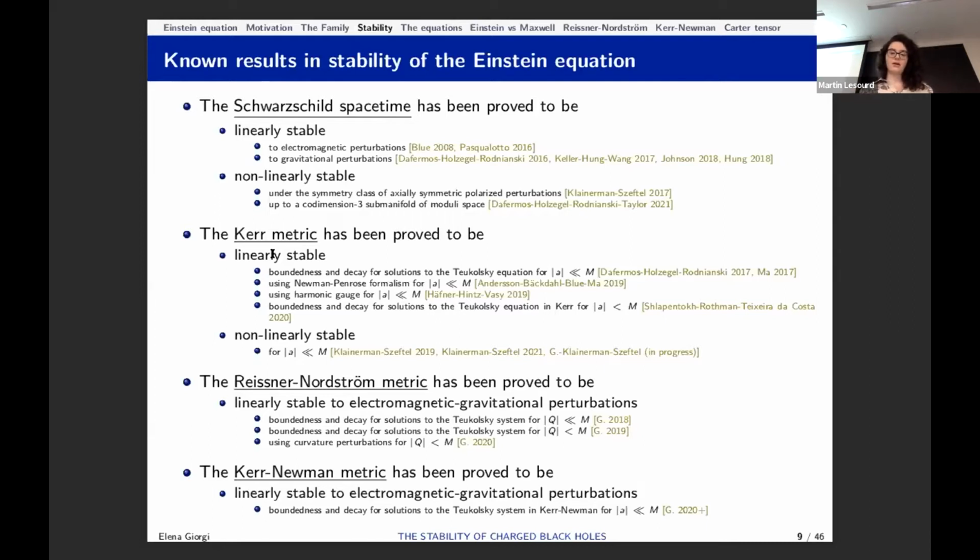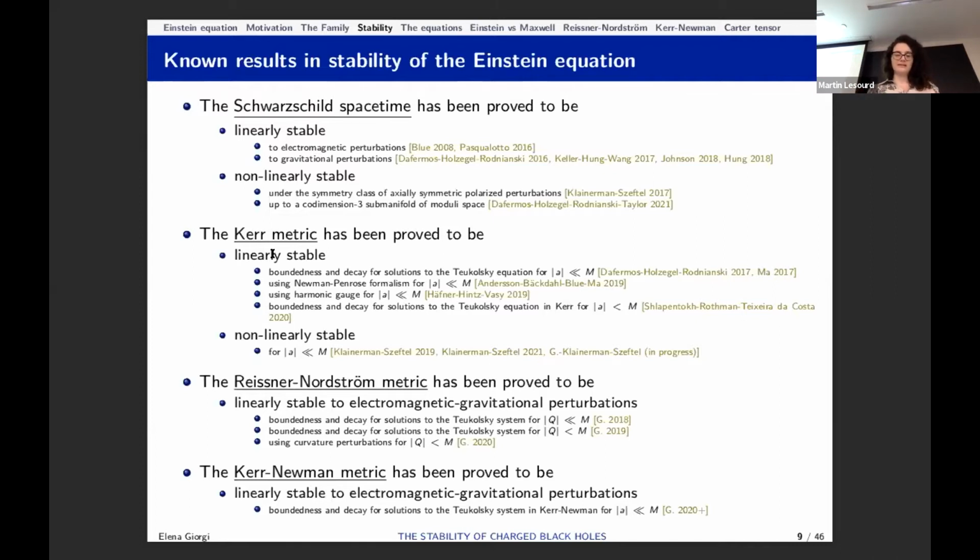and Dafermos-Holzegel-Rodnianski and Ma were the first to look at the Teukolsky equation for small angular momentum, which is the first step in a certain sense of the linear stability. And then there have been other approaches by Andersson, Bäckdahl, Blue, Häfner, Ionescu-Klainerman to control the full linearized gravity using Newman-Penrose formalism, using harmonic gauge. So we heard about some of these works in this conference. And of course, then there's work of Schwabe, Vento, Giorgi, Teixeira da Costa for the full subextremal case. And for the nonlinear stability, we've heard about Serge's talk. So I'm not going to mention more about that.